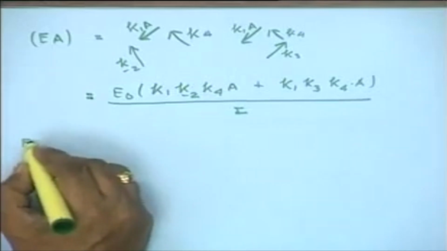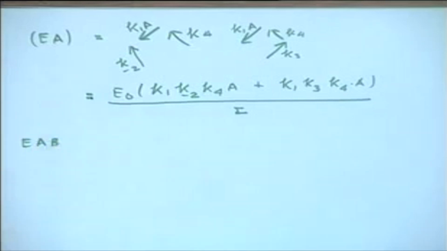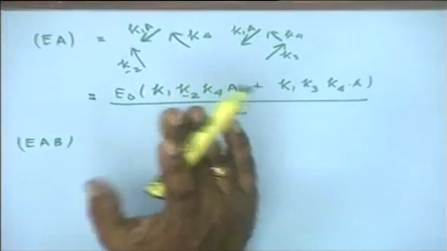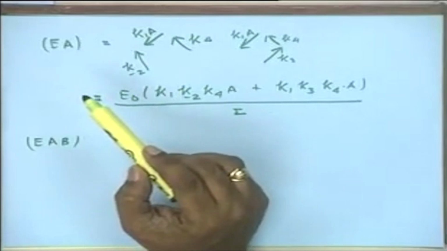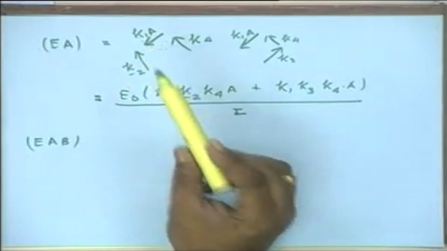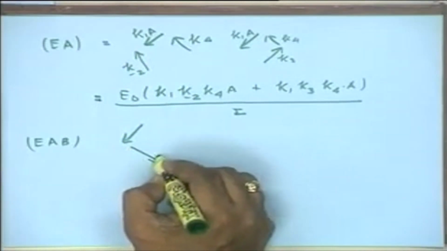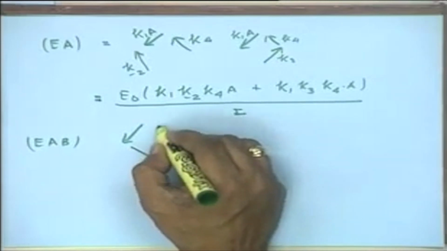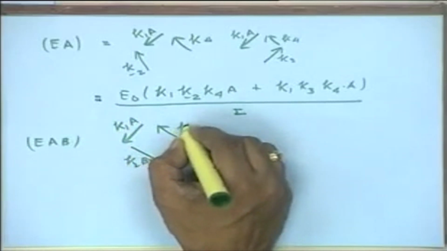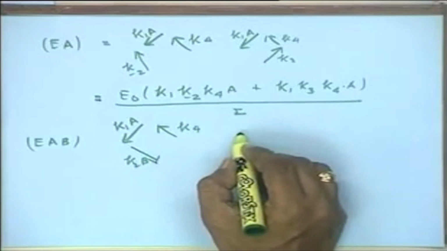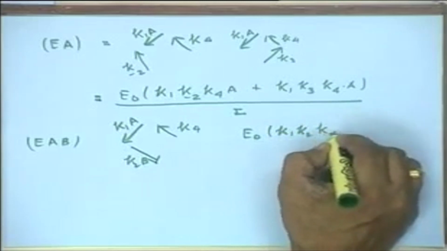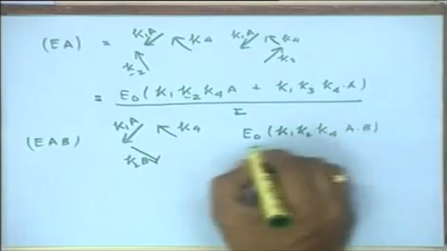Then similarly EAB will have only one pattern possible, because EAB, as you notice, is emerging only from the E side, via E and EA, and it cannot come from EY and E. So, you have only one pattern for EAB, that is K1A, K2B and K4, and therefore, the EAB will be given by E naught K1 K2 K4 into A into B upon sigma.